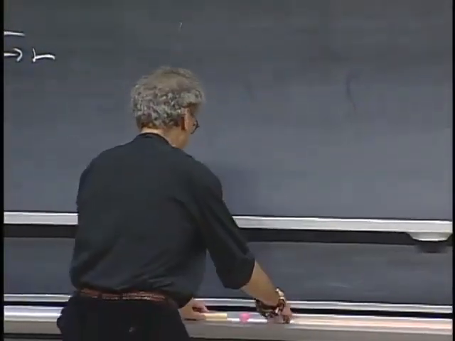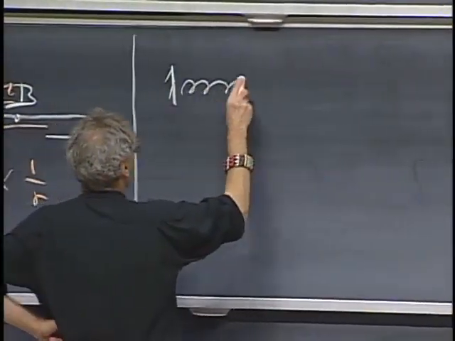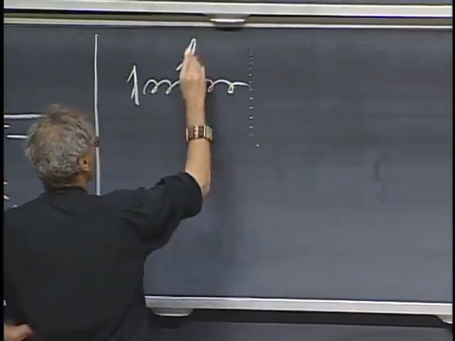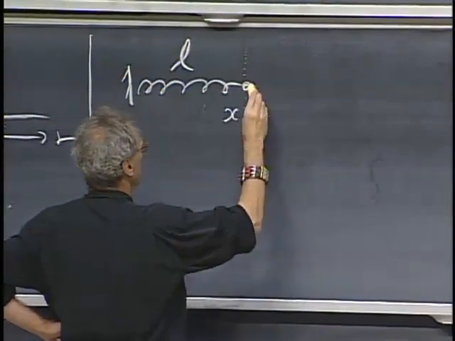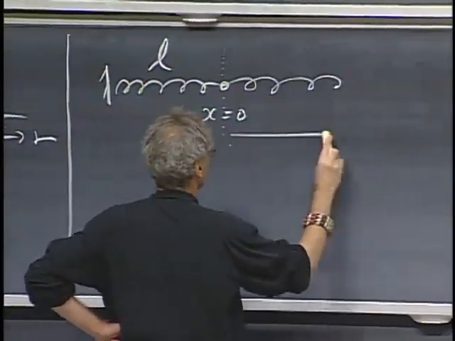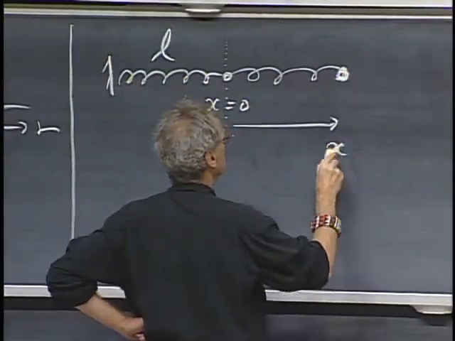Now I change from gravity to a spring. I have a spring which has relaxed length L. I call this x equals 0, and I extend it over a distance x. And there's a mass m at the end.